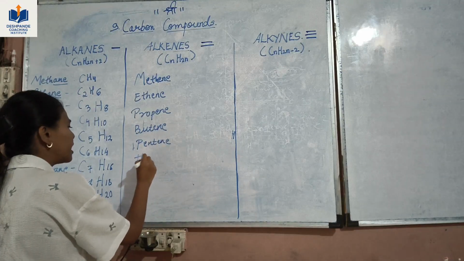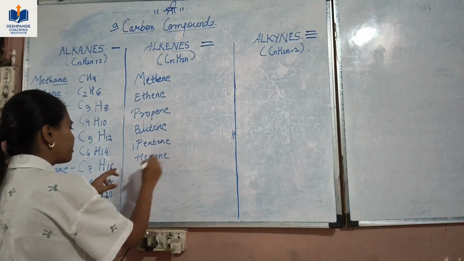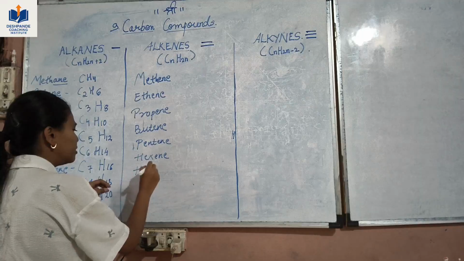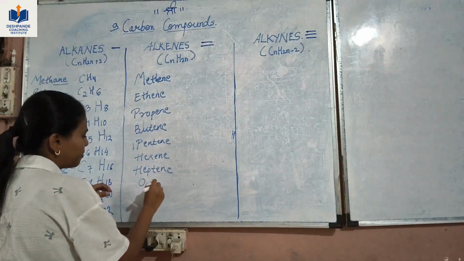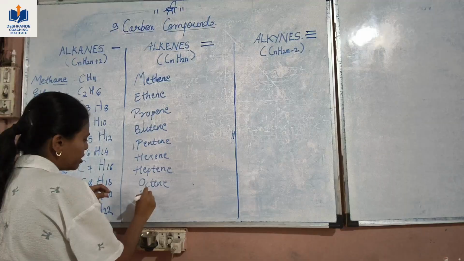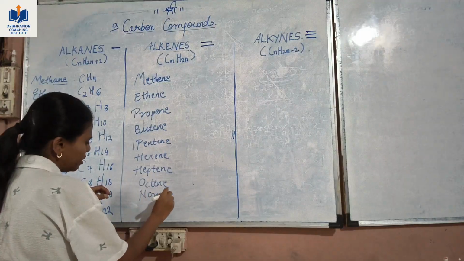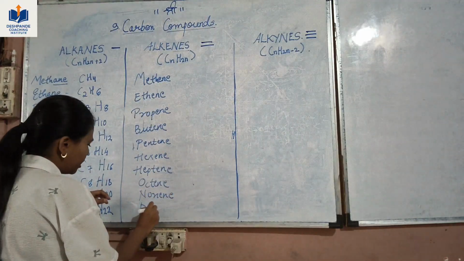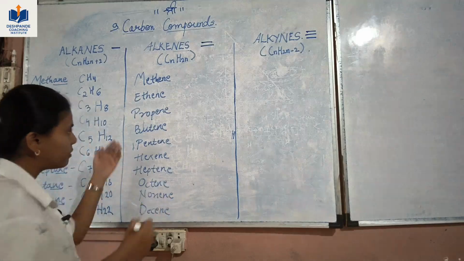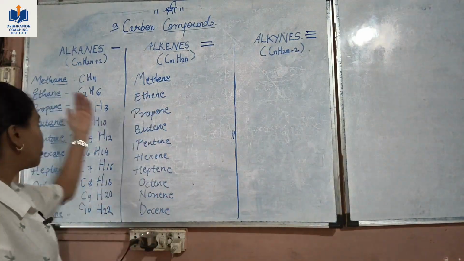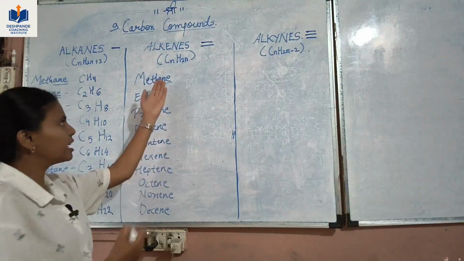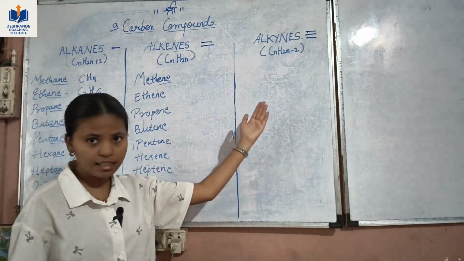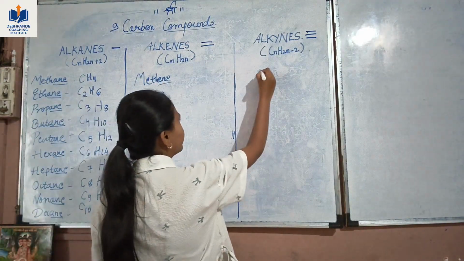Sixth member will be hexene, heptene, octene. Ninth member is nonene and decene. So it's very easy to remember these names. For alkane, the ending is ANE. For alkenes, the ending is ENE. And for alkynes, the ending is YNE.